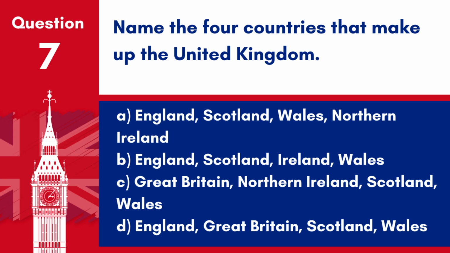Question 7. Name the 4 countries that make up the United Kingdom. A. England, Scotland, Wales, Northern Ireland. B. England, Scotland, Ireland, Wales. C. Great Britain, Northern Ireland, Scotland, Wales. D. England, Great Britain, Scotland, Wales. Answer. A. England, Scotland, Wales, Northern Ireland. The United Kingdom is made up of 4 countries: England, Scotland, Wales, and Northern Ireland.